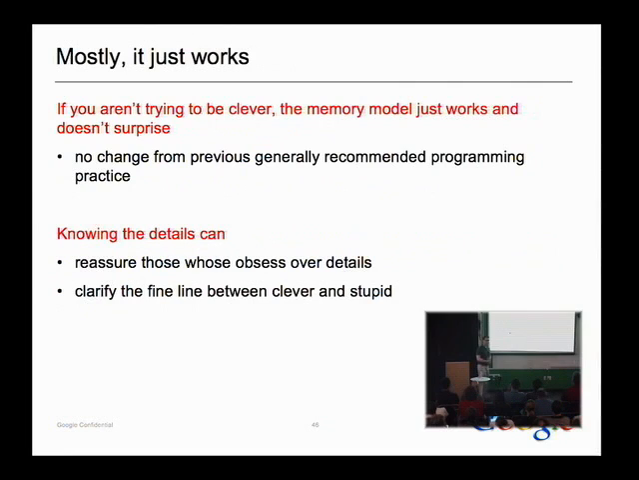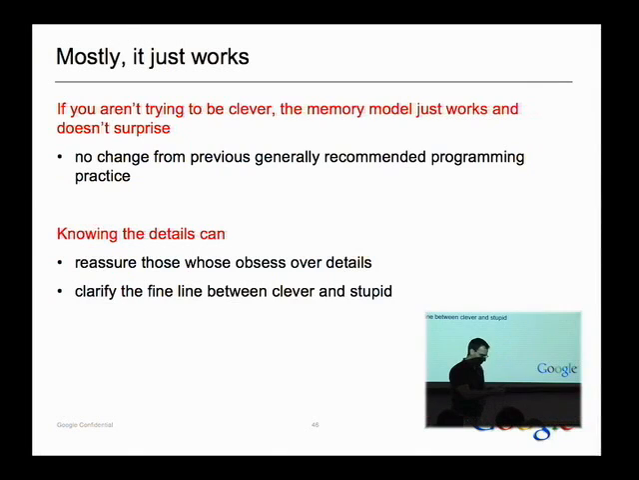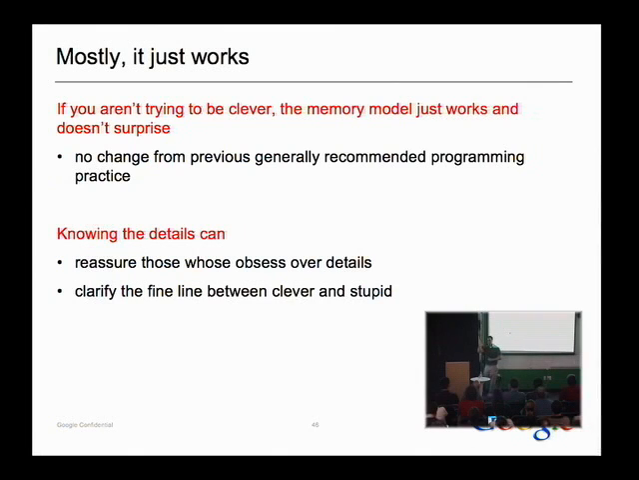Mostly, the memory model just works. If you lock correctly, if you don't share variables between threads without synchronization, which all of you should be doing, then really nothing has changed here. You don't even basically have to think about happens-before, because you just get the right properties with locking. Knowing the details, though, can also reassure those who obsess over details, like myself, and clarify the fine line between clever and stupid, which basically means that the double-checked locking algorithm, well, somebody thought that was really clever. But it wasn't really clever. It was actually a little bit stupid, because they were being clever but not clever enough.